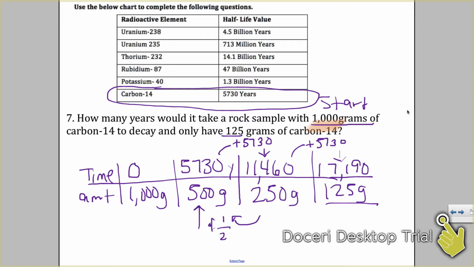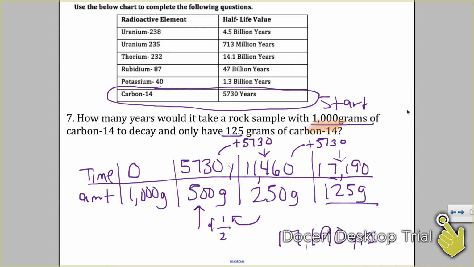But the question says, how many years would it take for the rock sample to get to 125 from 1,000? 17,190. So the answer is 17,190 years. Got it? We're good, right?